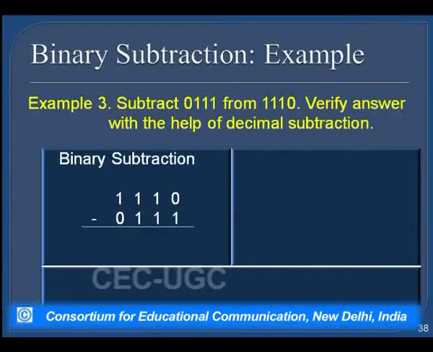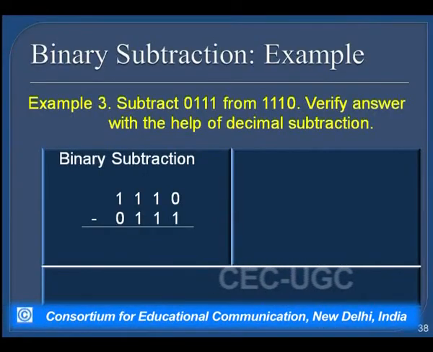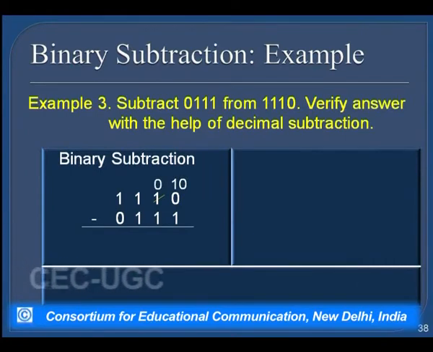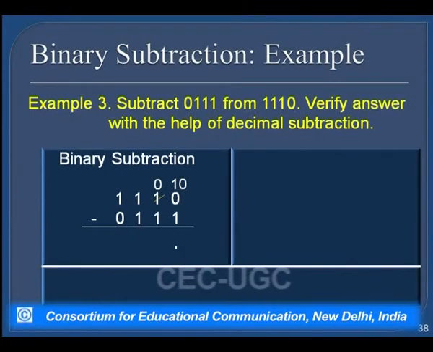So, now if we have these two numbers subtracted, we cannot subtract 1 from 0. So, we take a number from the left-hand side, and this becomes 0. Now, 10 minus 1 is 1. Now, again on the left side, 0 minus 1 cannot be done. So, again it takes from the neighbor and it becomes 10, and 10 minus 1 is 1.